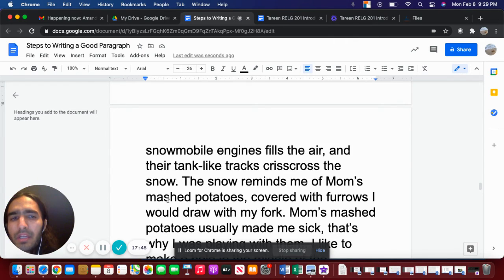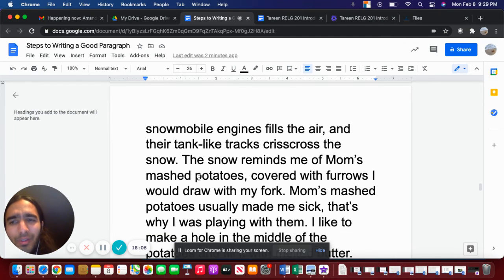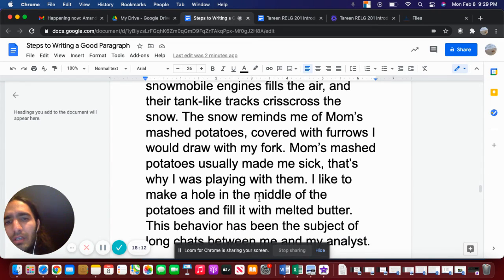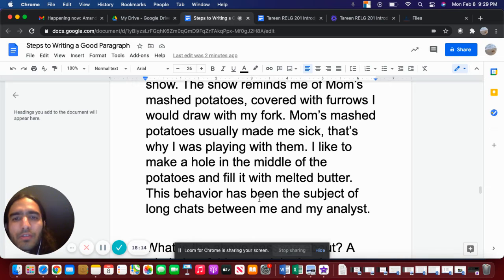The snow reminds me of my mom's mashed potatoes covered with furrows I would draw with my fork. Now, all of a sudden, we're talking about mom and her mashed potatoes, which you would draw with your fork. Where are we going now? That is a reader's first instinct, right? What is it about? Wait a second, I thought we were talking about snowmobiles. Now, this gets a little ridiculous. Mom's mashed potatoes usually made me sick, and so I used to play, and then it exaggerates the lack of a topic here.